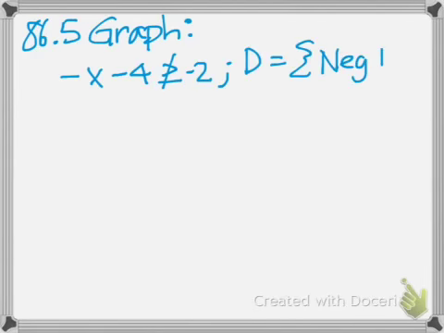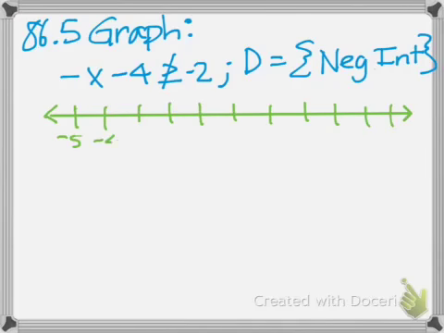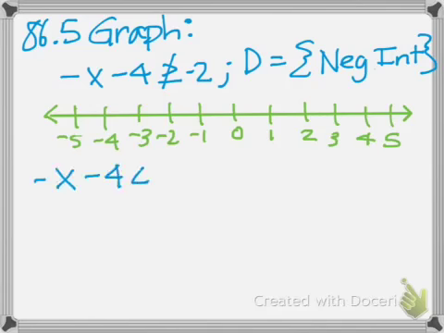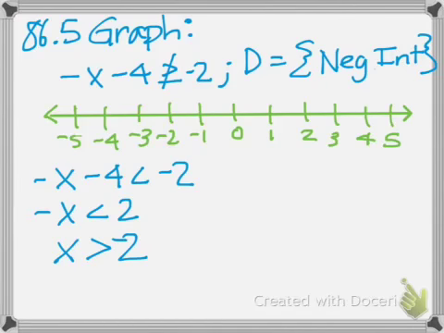Okay, graphing this one. We're looking at not greater than or equal to. If it's not greater than or equal to, it has to be less than. We'll solve it, add 4 to both sides. So we get -x is less than 2. Divide both sides by -1 and flip the sign. x is greater than -2. So we're looking for all of the negative integers that are greater than -2. Well, that doesn't give you a whole lot to choose from. Negative integers greater than -2, there's only one. It's -1.